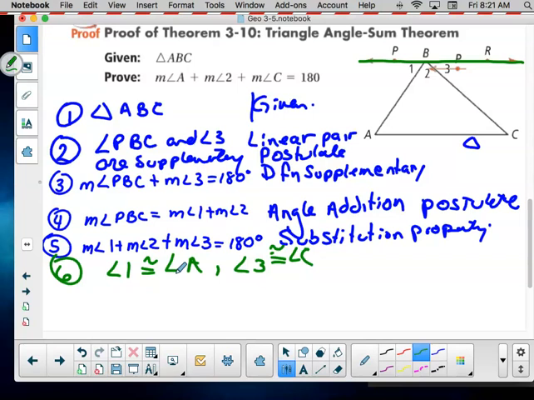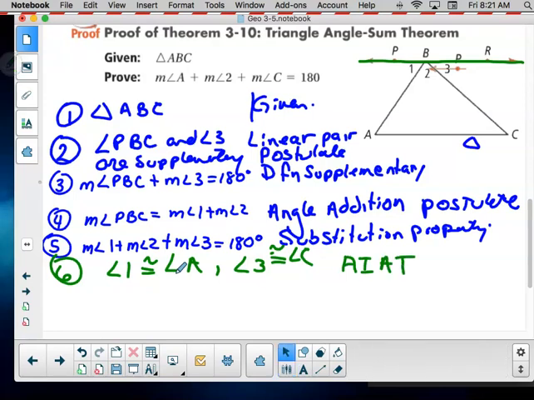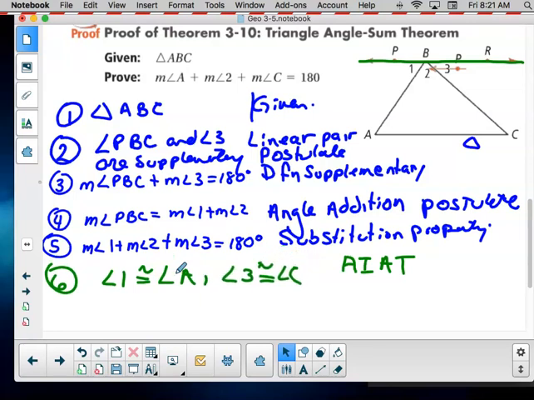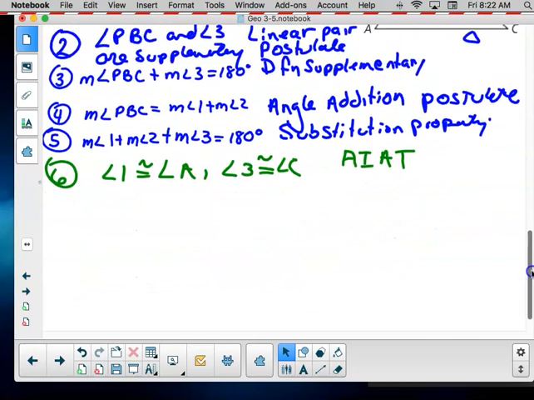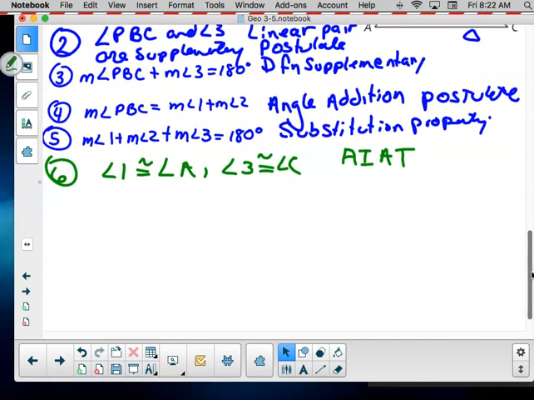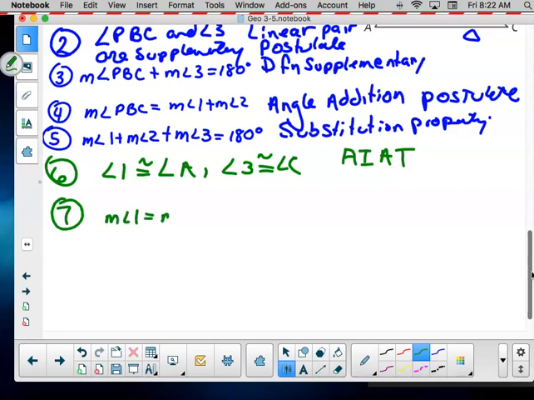Okay, and this is because of the alternate interior angles theorem. Okay, so I know that. Now, keeping in mind, I know that these angles are congruent, and I've got to use them in equality. So I've got to bring them down from congruence to equality so I can put them in an equation. So I know the measure of angle 1 is equal to the measure of angle A, and I know the measure of angle 3 is equal to the measure of angle C by definition of congruence.